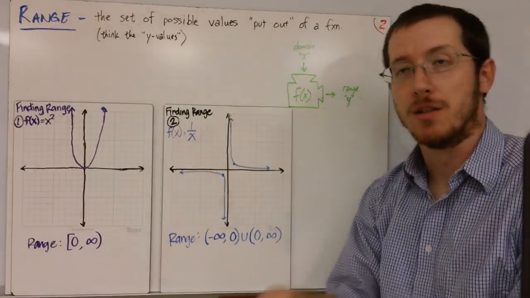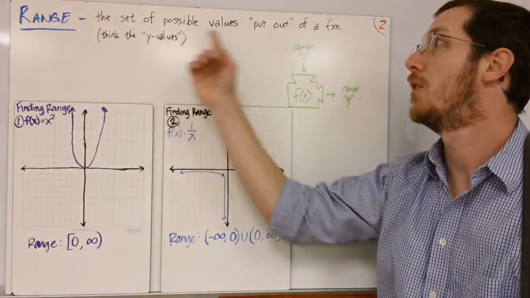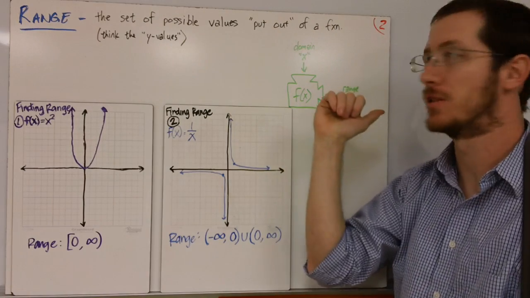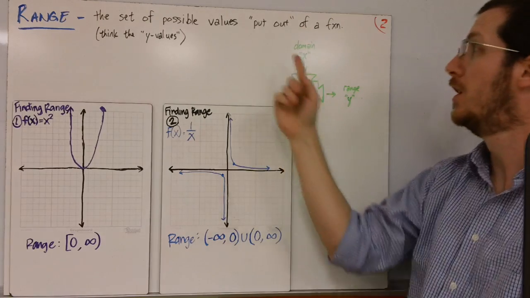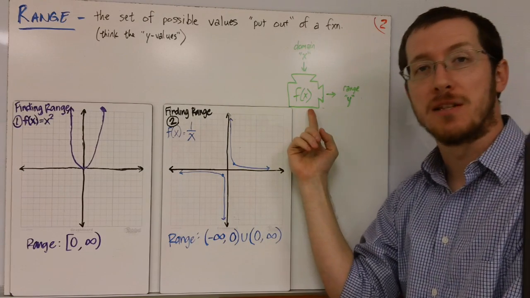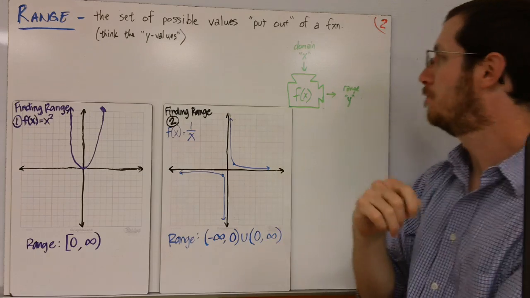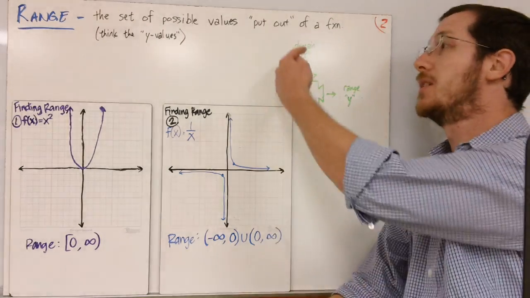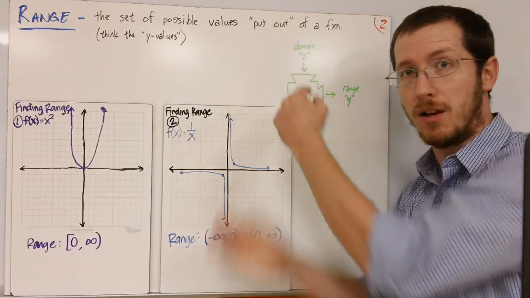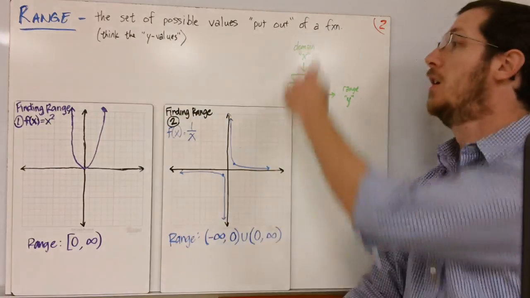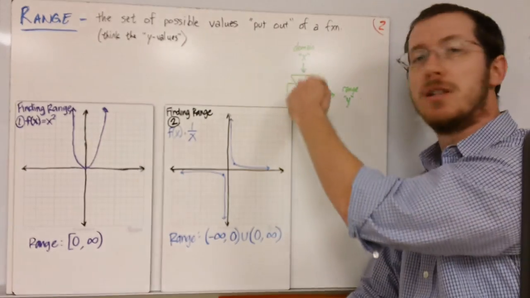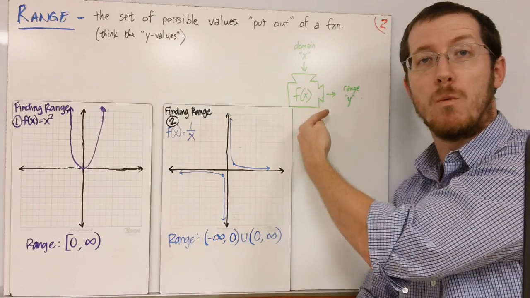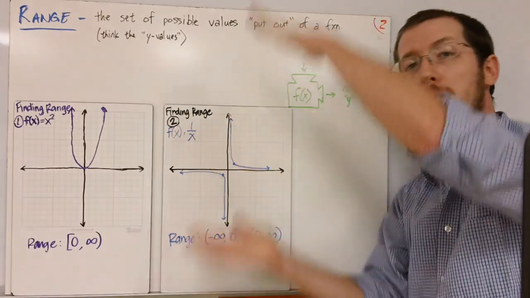Next up, range. Range is the set of all possible values put out of a function. So think the y values. You've probably seen this before in algebra class, our function machine. Whatever we put into our function machine is the domain, or our x values. Think horizontal values. Those x values go into our function machine, and what comes out is our range, or our y values, the vertical numbers on the graph.